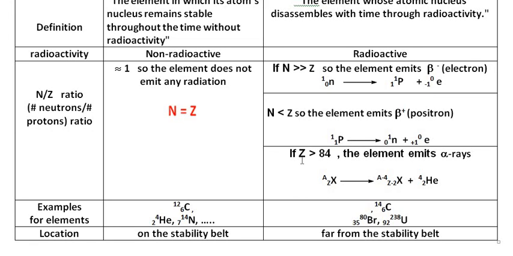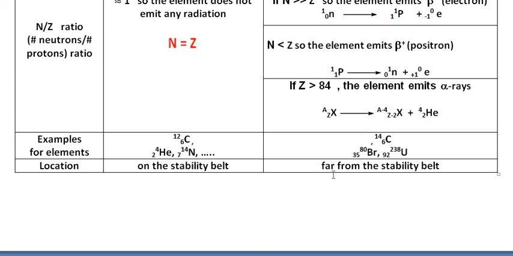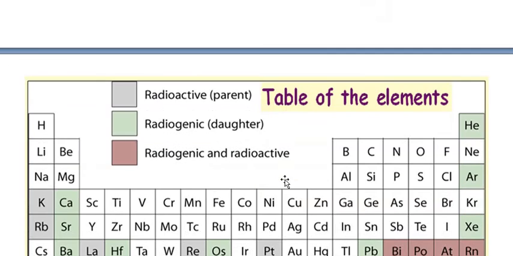If the number of protons is so much greater, and the atomic number is greater than 84, the element emits alpha particles, and that occurs on the right upper part of the graph.